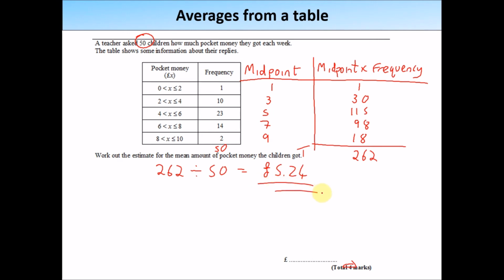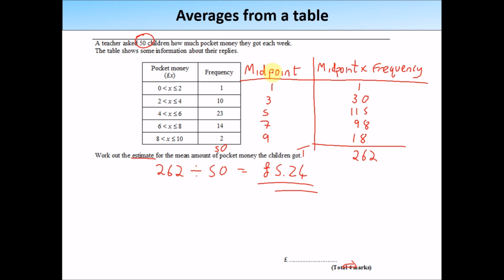£5.24. Make sure you include your units, but also we can check that answer is sensible, because if we look up £5.24, when you look at the different pocket money people get between no pounds all the way up to £10, £5.24 does seem like it's a sensible estimate for the mean. Don't forget, the reason it's an estimate is because we don't know exactly how much each of these people received, so we had to use the midpoint, so that was where our estimate came in.